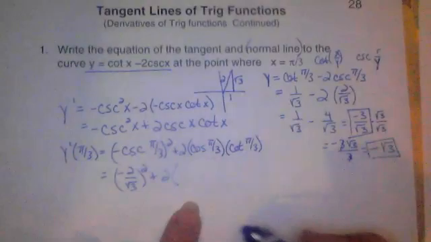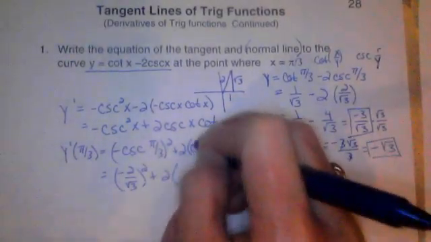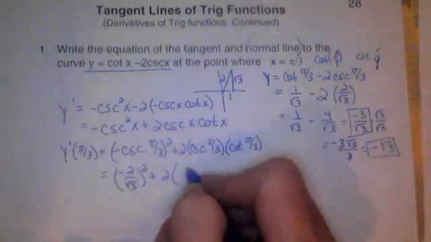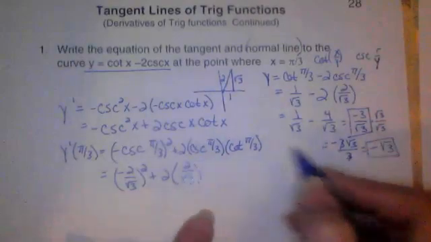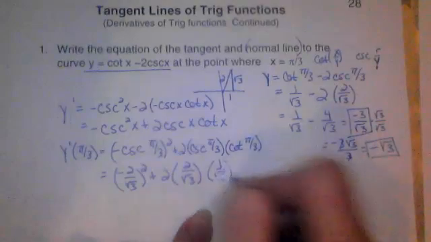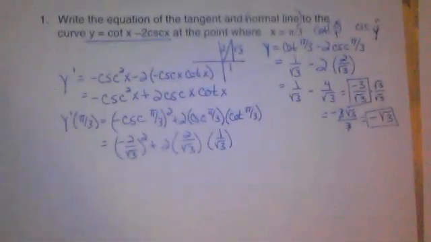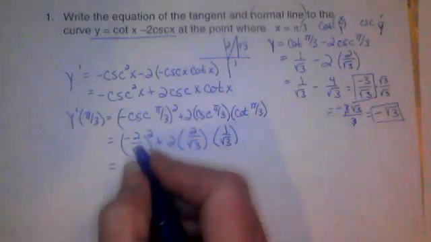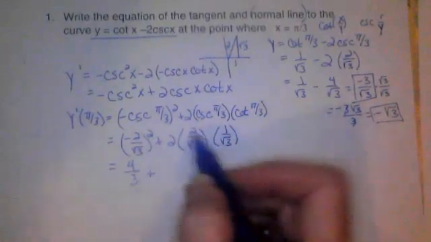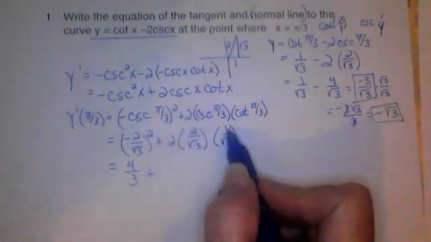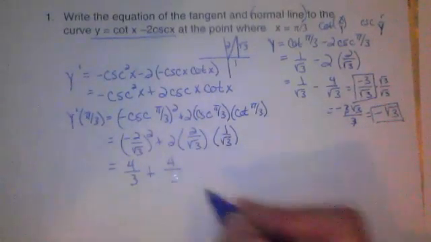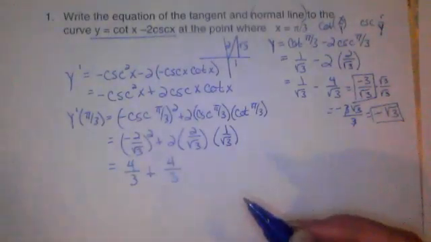plus 2 times, oh, I wrote cosine. This is supposed to be cosecant. Cosecant of pi thirds. So again, we get 2 over square root of 3. And then cotangent of pi thirds, we got 1 over square root of 3. All right. So when I square this, negative 2 squared would be 4. Square root of 3 squared is 3. Plus, and then 2 times 2 is 4 times 1 is just 4. Square root of 3 times square root of 3 is just 3. So I have 4 thirds plus 4 thirds.